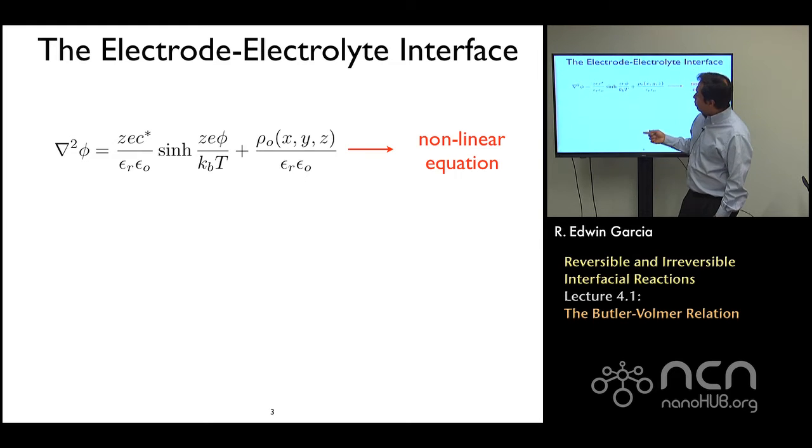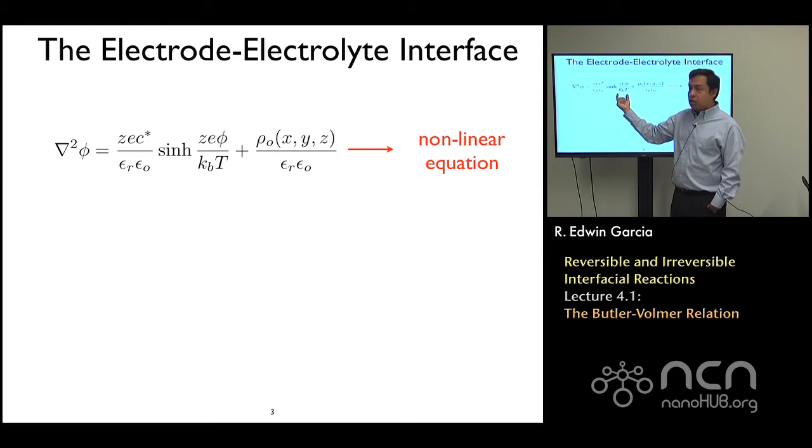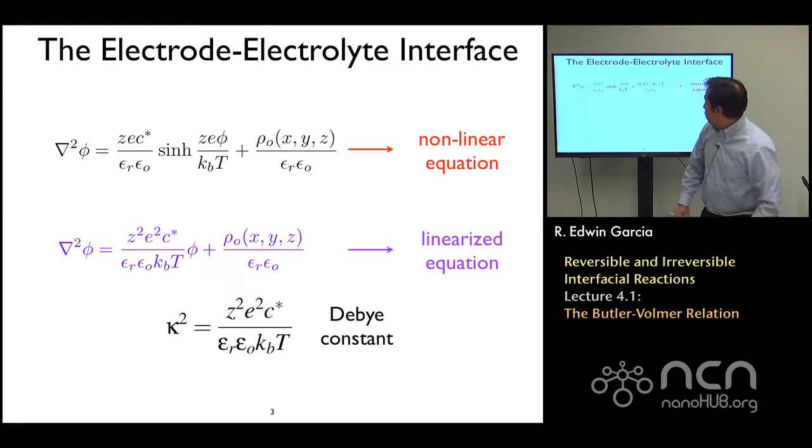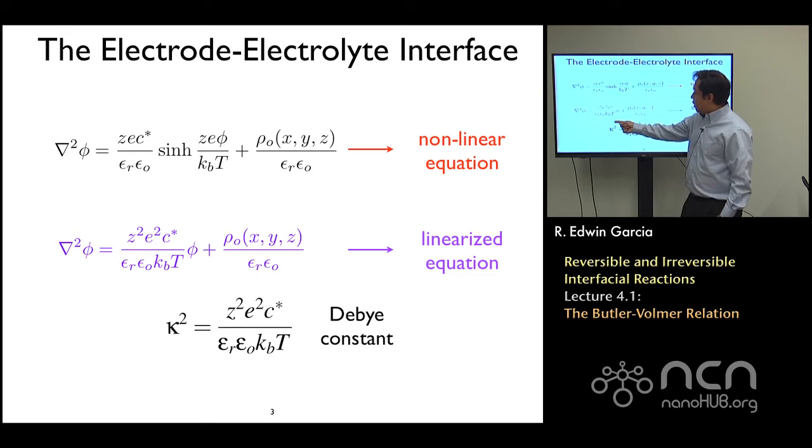So what people typically do is look at this contribution and say, if the electrical energy contribution is much smaller than the thermal contribution, then the hyperbolic sine argument can be thought of as a linear term. Of course, if you plot the hyperbolic sine, you will find that to a first approximation, in the limit of ZE phi over KBT being much smaller than 1, this whole thing can be approximated as a linear contribution. So you can replace this equation with that equation over here.